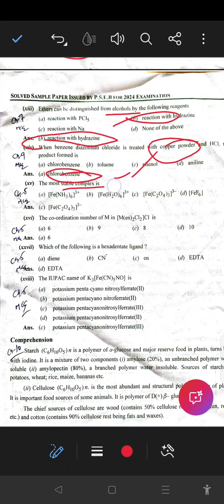The most stable complex is the iron oxalate complex, with higher oxidation state. So option C is the right answer. Next, coordination number of metal M in the complex with ethylenediamine twice and Cl2 and Cl. So this is also the right answer, option A, 6.